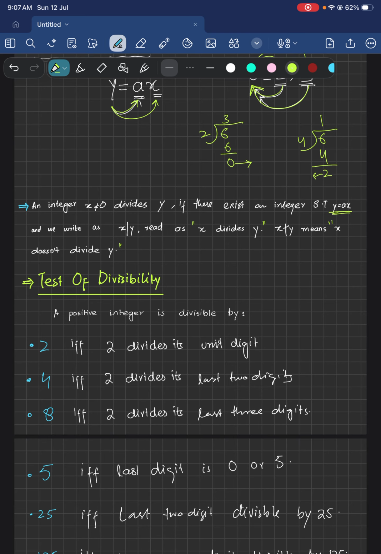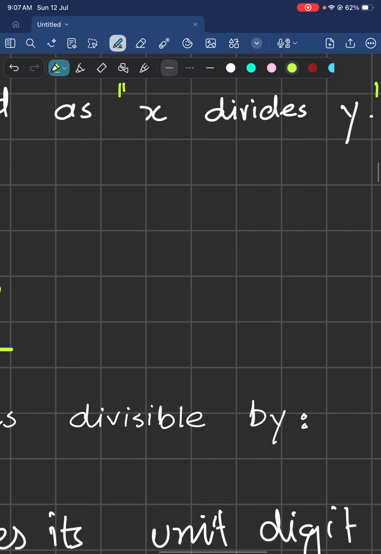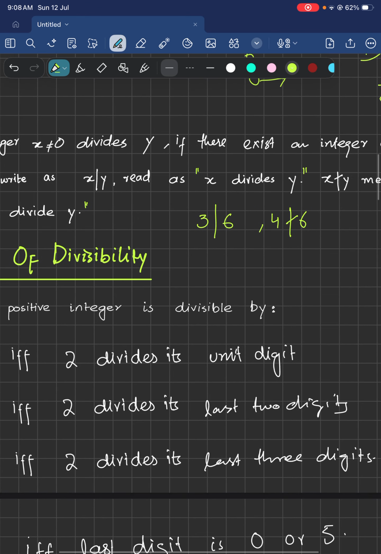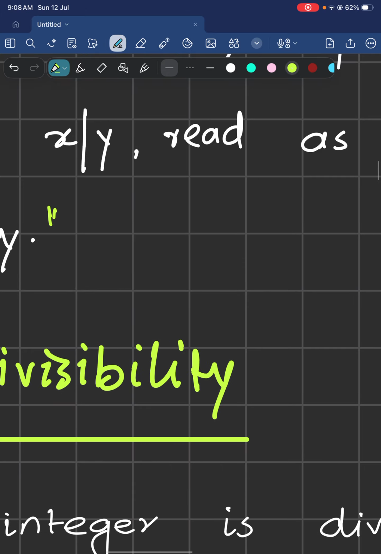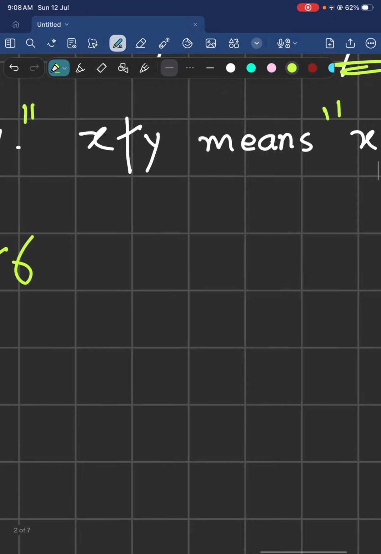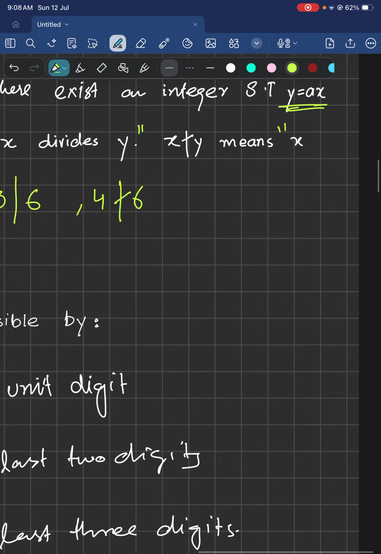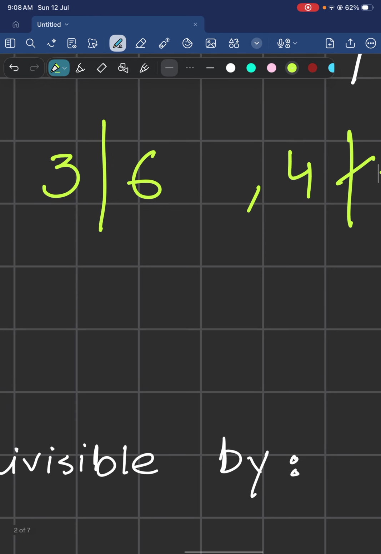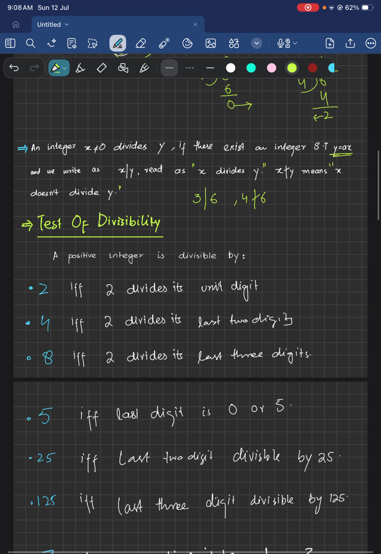And how would you actually write 3 divides 6 in number theory? You have to learn this. You can write it like this, and 4 does not divide 6. I have written here that x divides y, and it is read as x divides y, and similarly x does not divide y is read as x does not divide y. So 3 divides 6 and 4 does not divide 6.